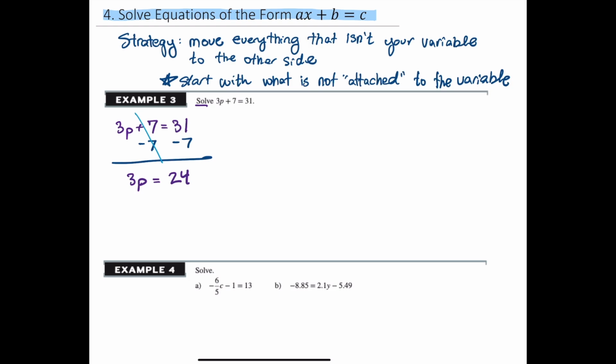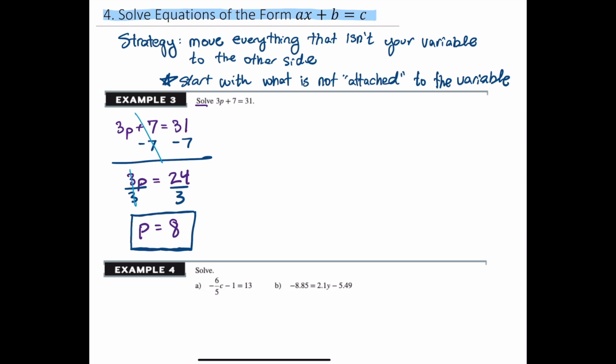Now I can focus on what's attached to the p, this 3. I'm going to divide both sides by 3. It will cancel on the left side. I just get the variable left, and then 24 divided by 3 is 8. Then we have our solution, and you can check it by plugging it back in. If we do 8 times 3, and then add 7, we should get 31. So here we're combining both the addition and subtraction and multiplication and division properties of solving equations.